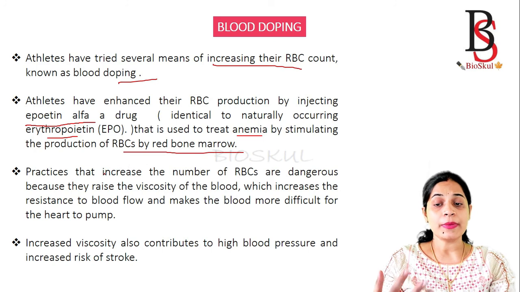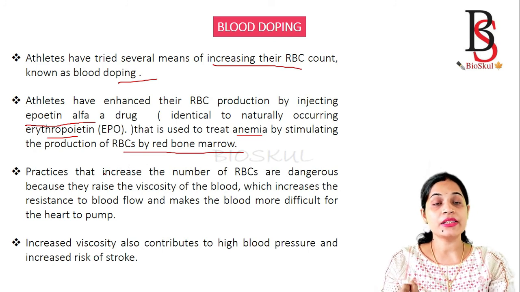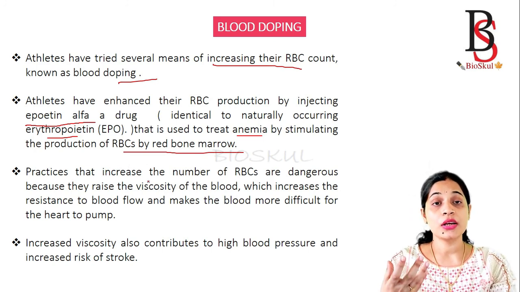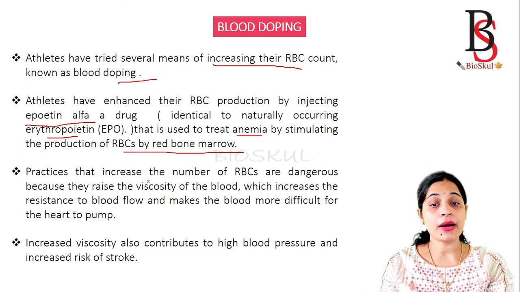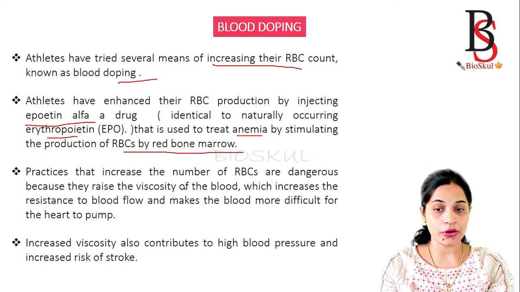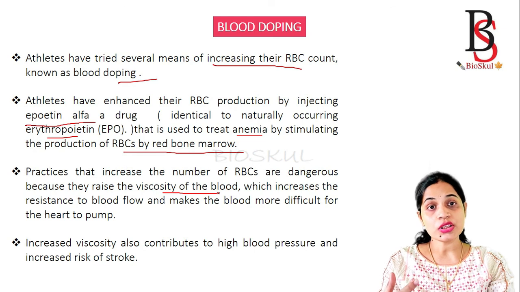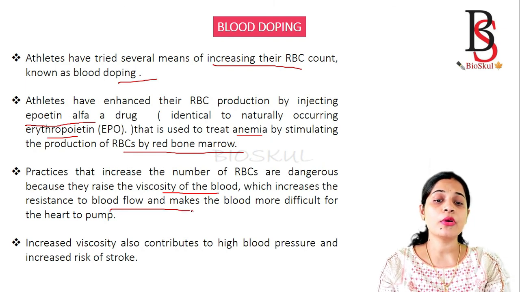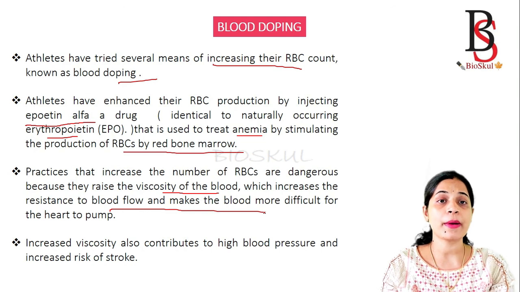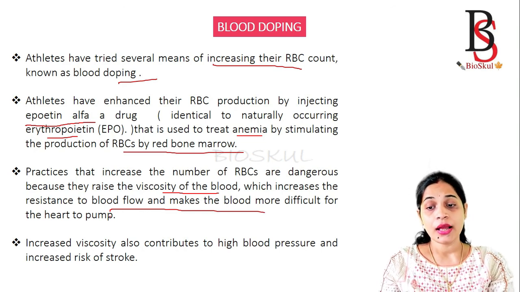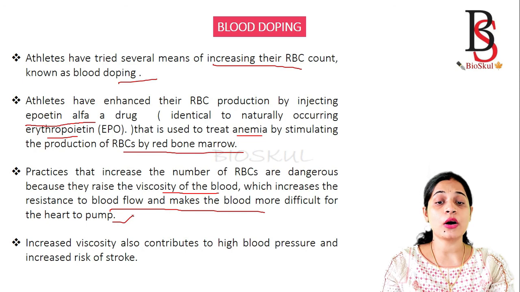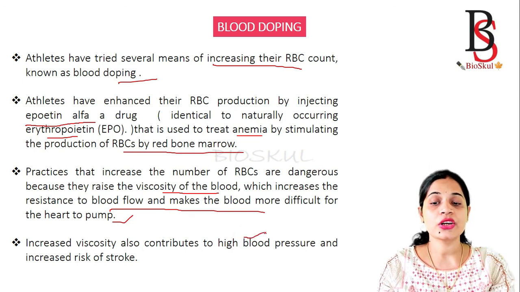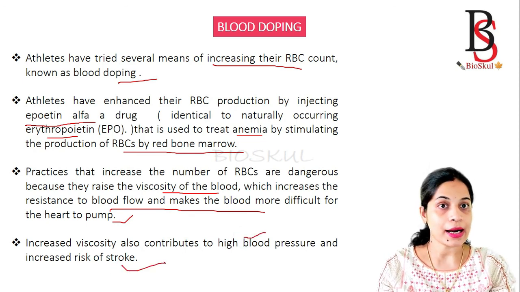But practices that increase the number of RBC are more dangerous, because this drug, epoetin alpha, increases the viscosity of blood. Viscosity of the blood means it increases the resistance to blood flow and makes the blood more difficult for the heart to pump. The increased viscosity also leads to high blood pressure and an increased risk of heart stroke.